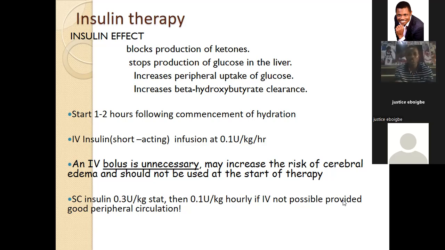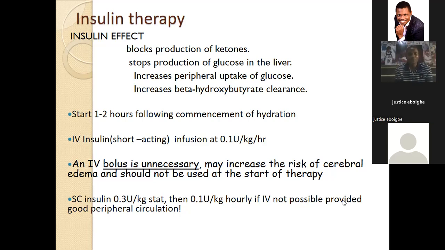And then you start it after the first hour, not within the first hour. And then you give insulin at 0.1 unit per kg per hour. That is how to calculate it.